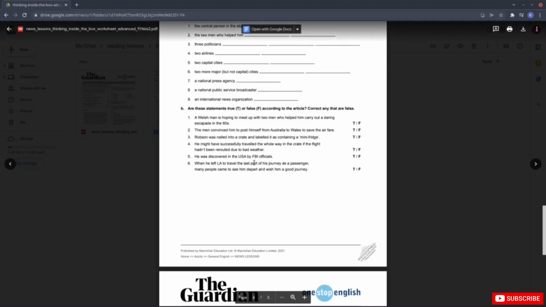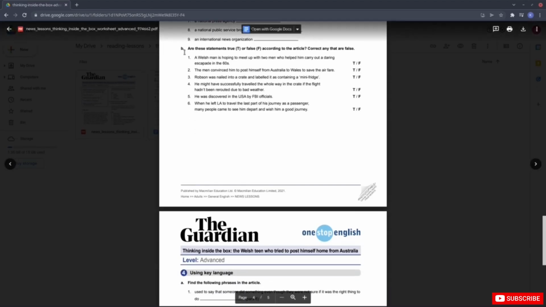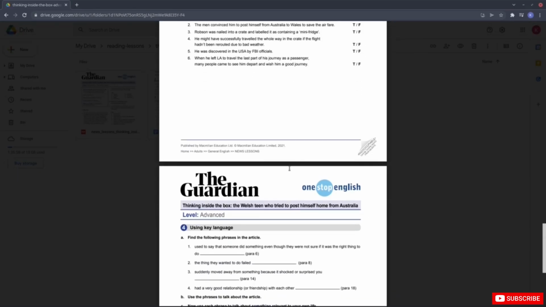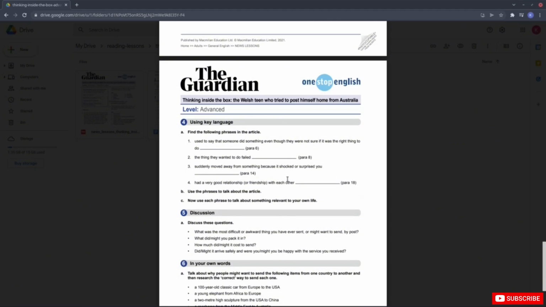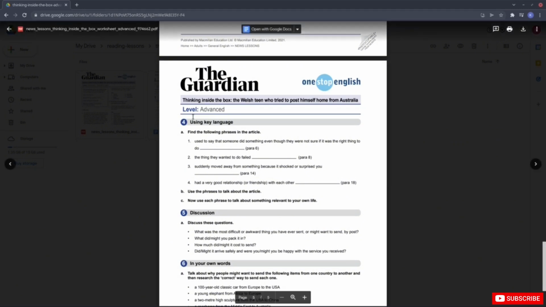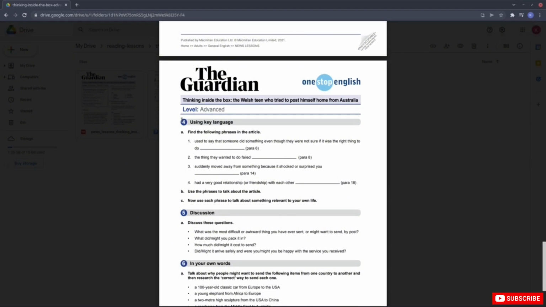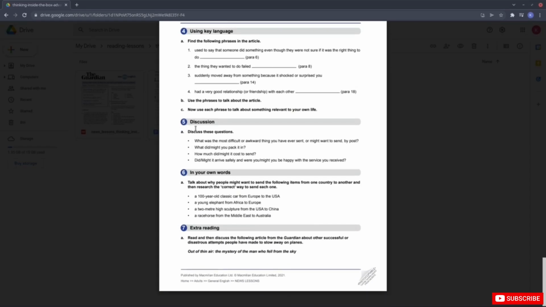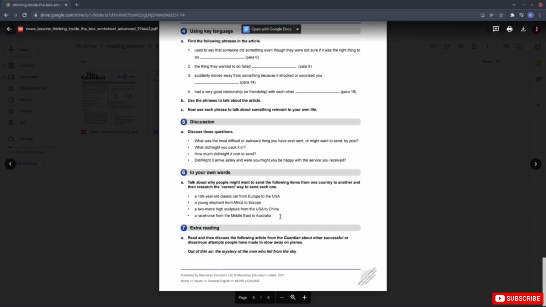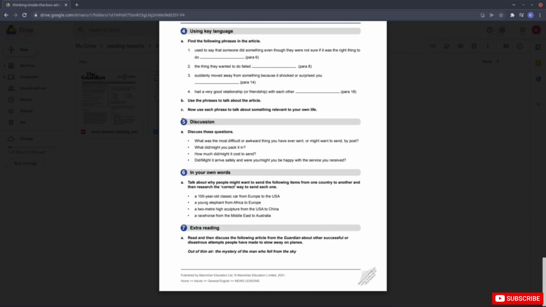I wouldn't do all these exercises. You will get used to picking and choosing which exercises you think you need to do. Usually it's a 60-minute lesson, so you don't have time to do everything. Sometimes I will just set certain exercises as homework. But down here, we have a discussion, or we have in your own words. So these are exercises that get the student to produce something.